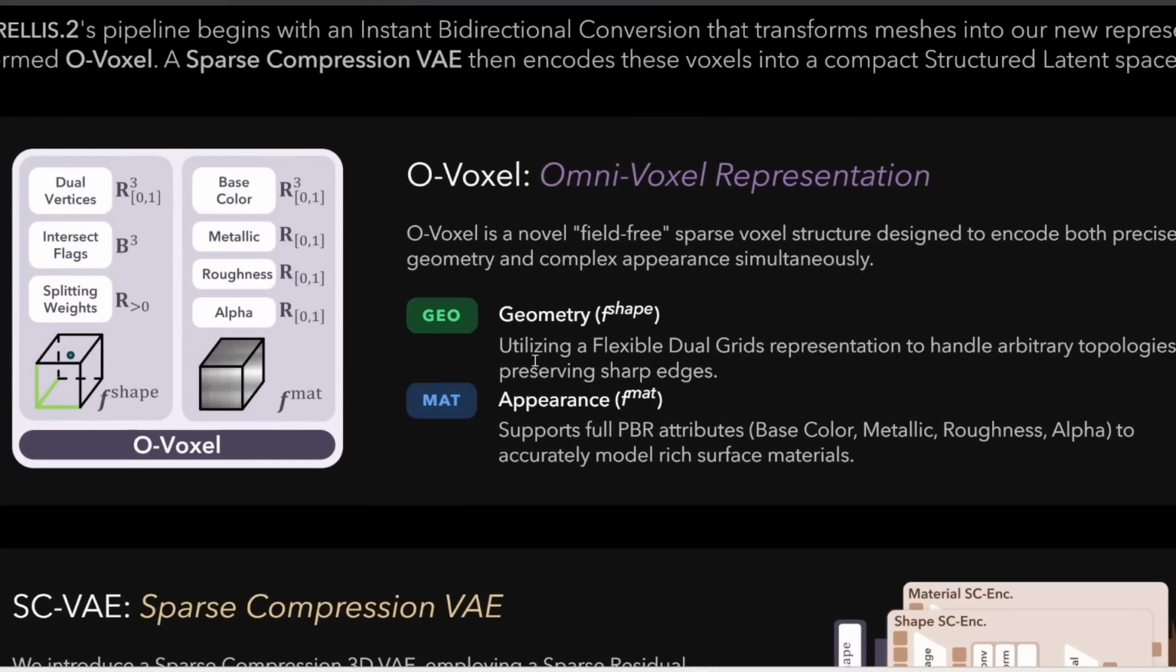And then there's one voxel that handles geometry, such as the shape of the object, and then another one that handles the material, or basically the appearance of the object, like the base color, or how metallic or reflective, or how transparent it is. And merging both the shape and the material, or basically the surface together, allows it to create some super realistic and accurate objects.